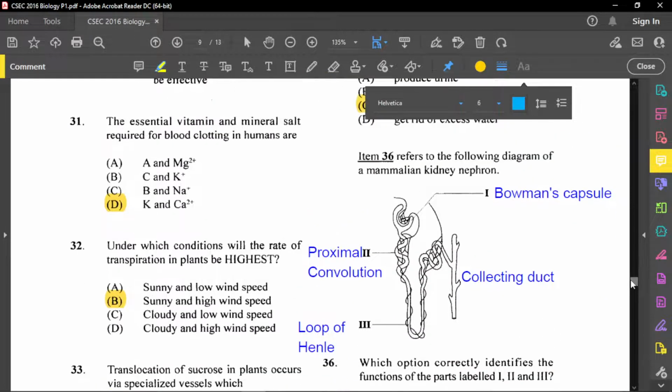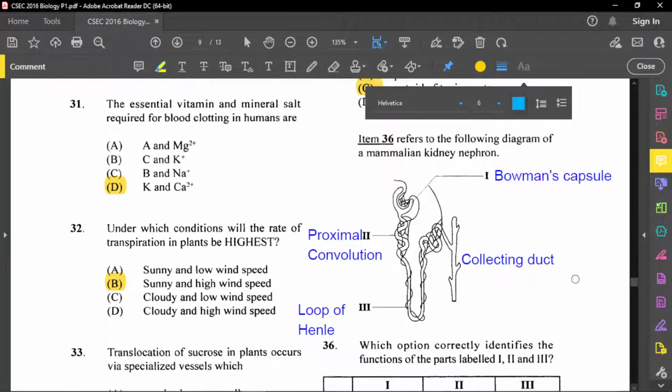Now 36. The item refers to the following diagram of the mammalian kidney nephron. Nephron is what they call the filtering unit of the kidneys. It is also labeled. We have the Bowman's capsule, and in the Bowman's capsule we have the network of capillaries called the glomerulus. Then we have the proximal convolution, then the loop of Henle, then the distal convolution right here, and then a collecting duct. I shall label that one: distal convolution, which is right here. An easy way to remember distal is that it's distant away from the Bowman's capsule. The proximal is in close proximity to the Bowman's capsule, say closer to. That's how I used to remember them.